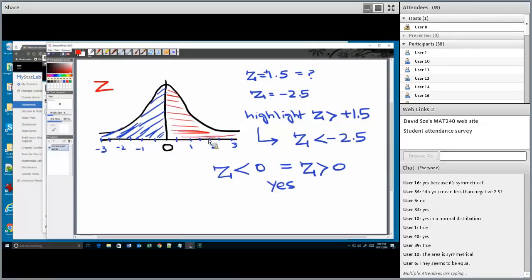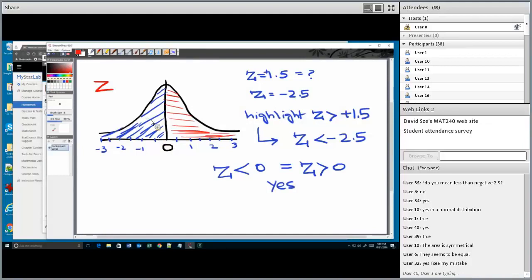Don't go by my drawing, Conrad, because it's a little distorted, of course. I'm hand drawing this. But for a normal distribution, the area to the right of the center is equal to the area on the left of the center. Okay.